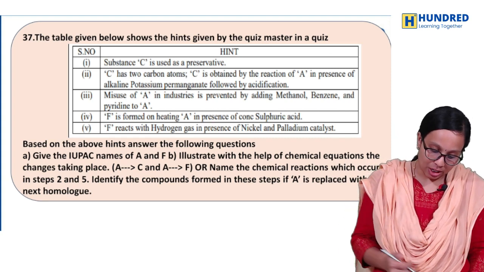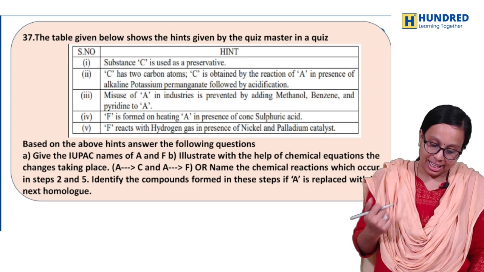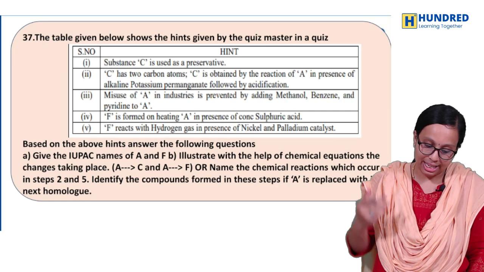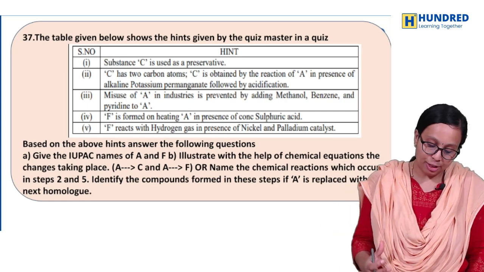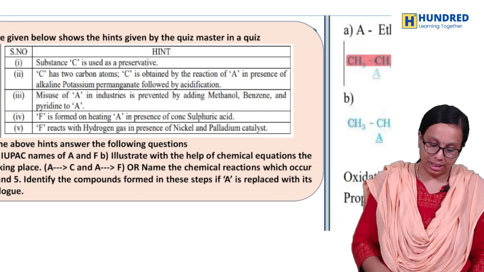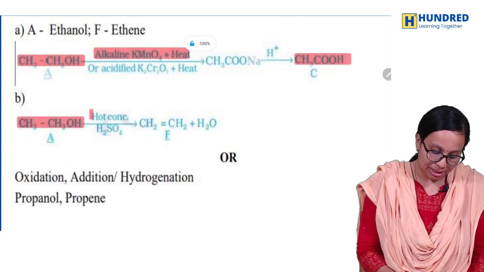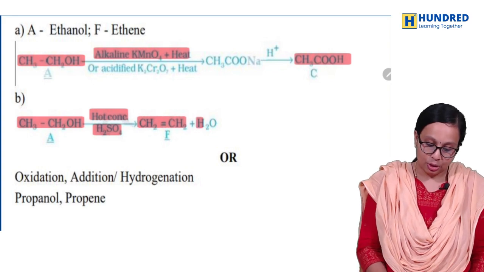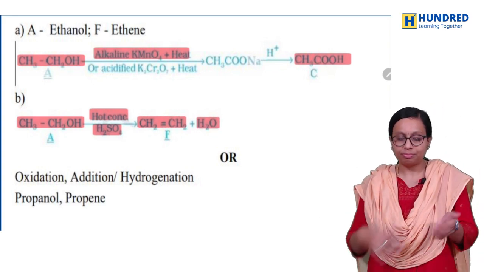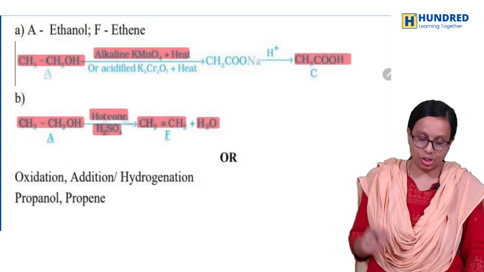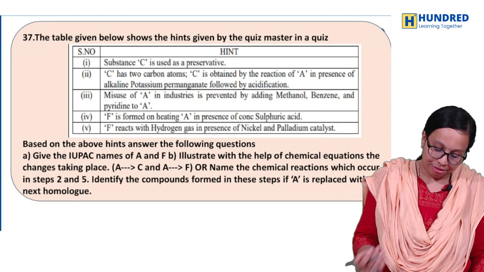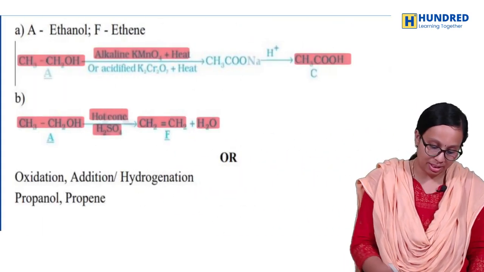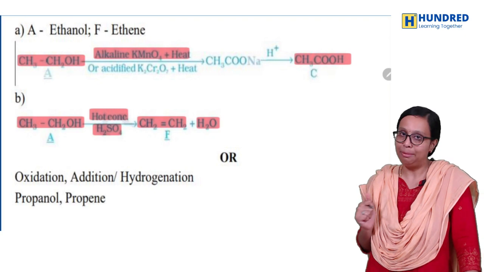So A is ethanol. Misuse of A in industries is prevented by adding methanol, benzene and pyridine to A. We have already found A, so they are giving other hints. F is formed on heating A in the presence of sulfuric acid. You take ethanol in the presence of sulfuric acid, you will get F, which is ethene. So here what process is taking place? Hydrogenation, or addition reaction, is taking place. F reacts with hydrogen gas in the presence of nickel and palladium catalyst.